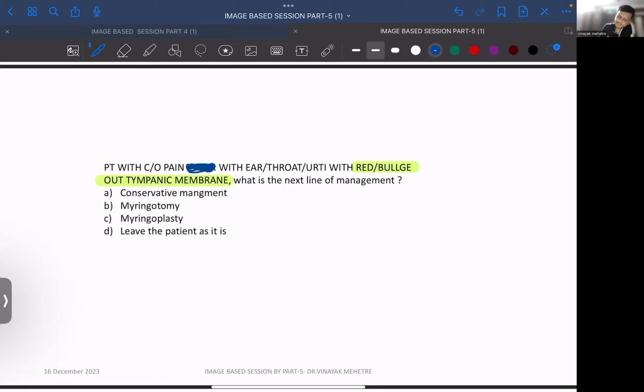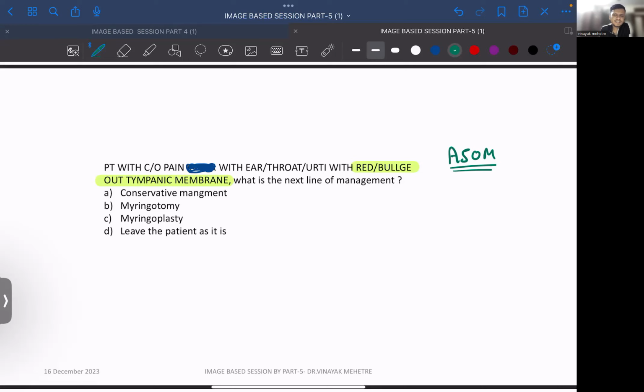First, tell me the diagnosis. It is acute suppurative otitis media. The patient had a URTI. From that URTI, the organism went into the ear and started causing infection in the middle ear. So it is acute suppurative otitis media.